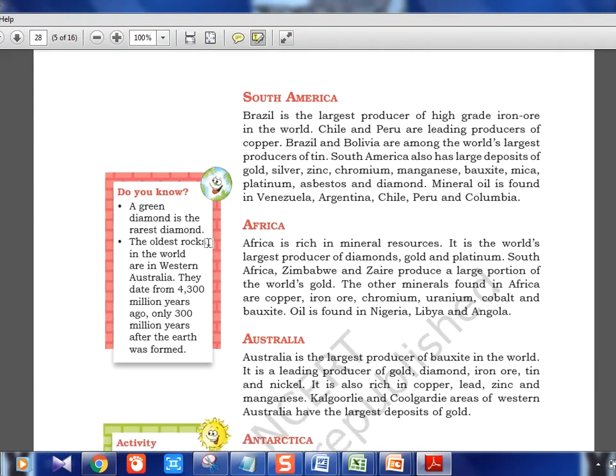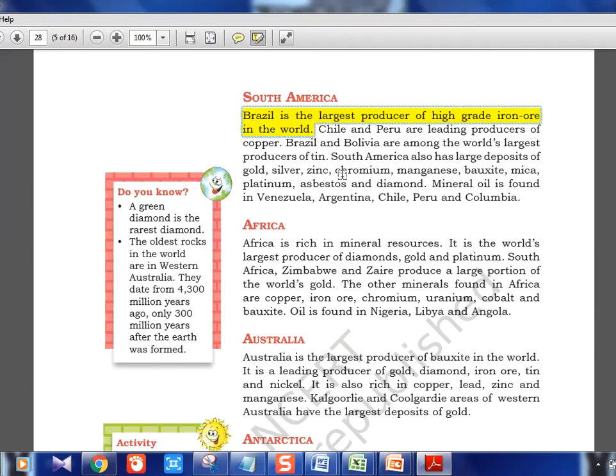South America, Brazil is the largest producer of high grade iron ore in the world. So high grade iron ore is produced in large quantity in Brazil. Chile and Peru are leading producers of copper. Everything individually you cannot remember, I know, but still have an idea of what is found where. Okay, iron ore. Chile, Peru, again in South America, it has copper, okay, a lot of copper. Brazil and Bolivia are among the world's largest producers of tin, okay. South America also has large deposits of gold, silver, zinc.